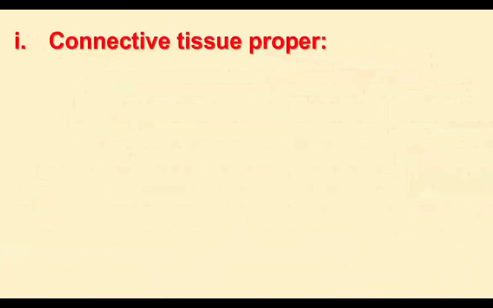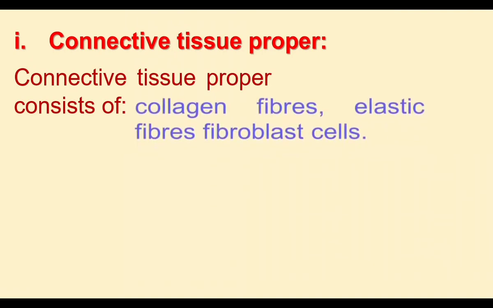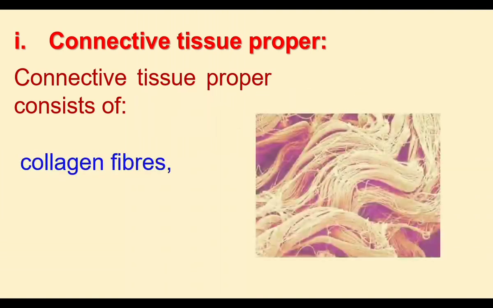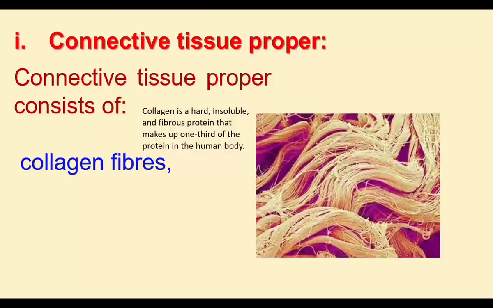Let us learn the connective tissue proper in detail now. Connective tissue proper consists of collagen fibers, elastic fibers, and fibroblast cells. Collagen fibers and elastic fibers are protein fibers. Fibroblasts are living cells. Collagen fibers are protein fibers. One third of the protein in the body is collagen protein. Collagen protein forms collagen fiber.